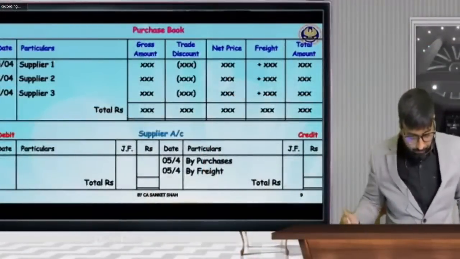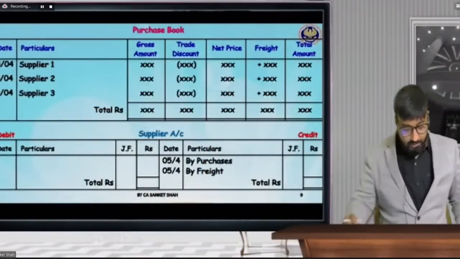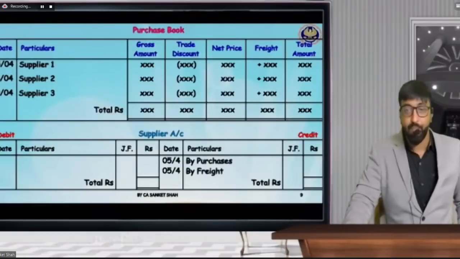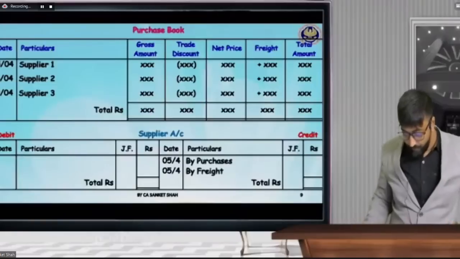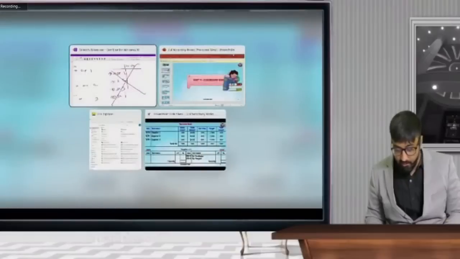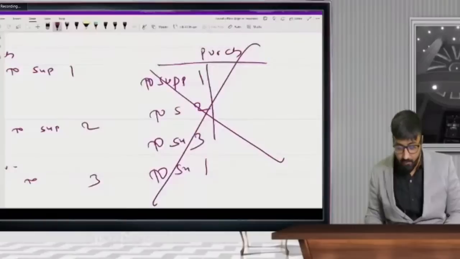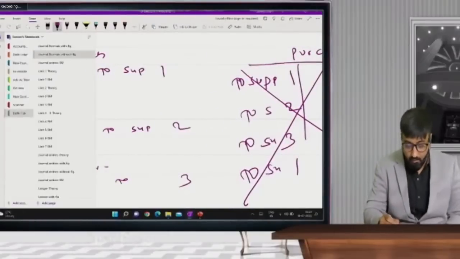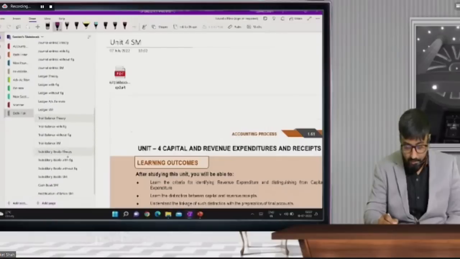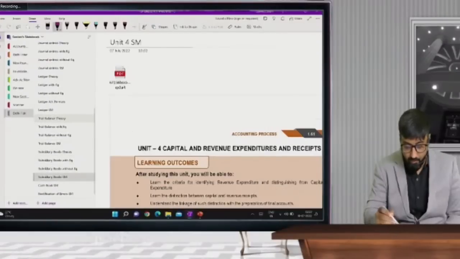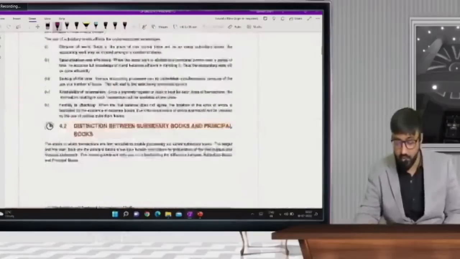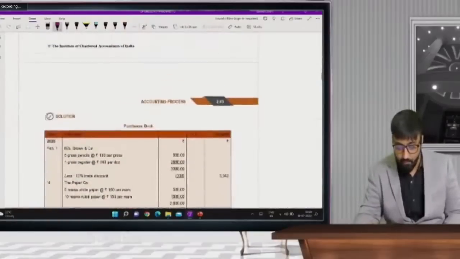Yes, चलो, let's start now. इलस्ट्रेशन नंबर 1 पे आते हैं, परचेज बुक. Yes, we will try to understand this illustration. परचेज बुक का वन इलस्ट्रेशन we are going to solve.